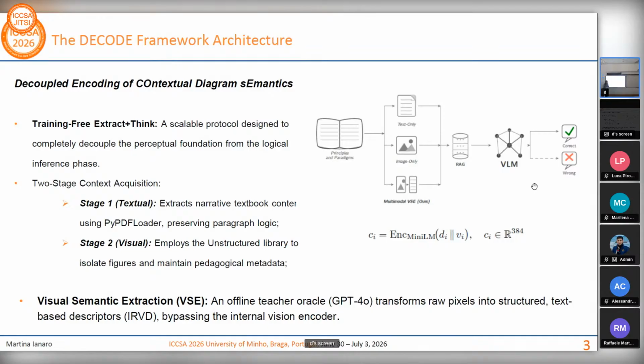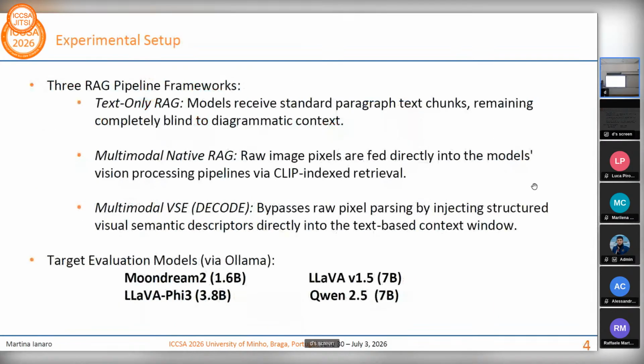So we have a different pipeline here, just to compare these techniques. The first one is a text-only RAG. It means that we have only the textual data, so the data extracted in stage one. We have just paragraph text chunks that are embedded inside the retrieval system.